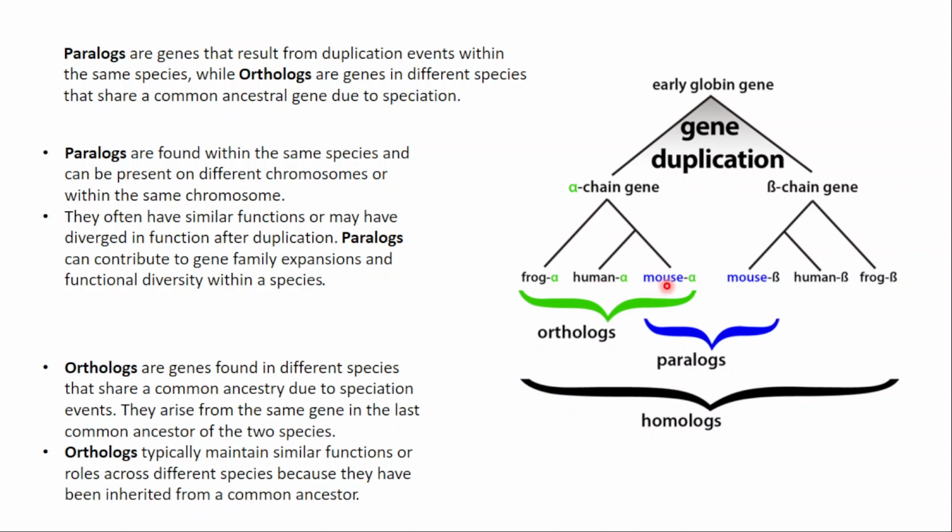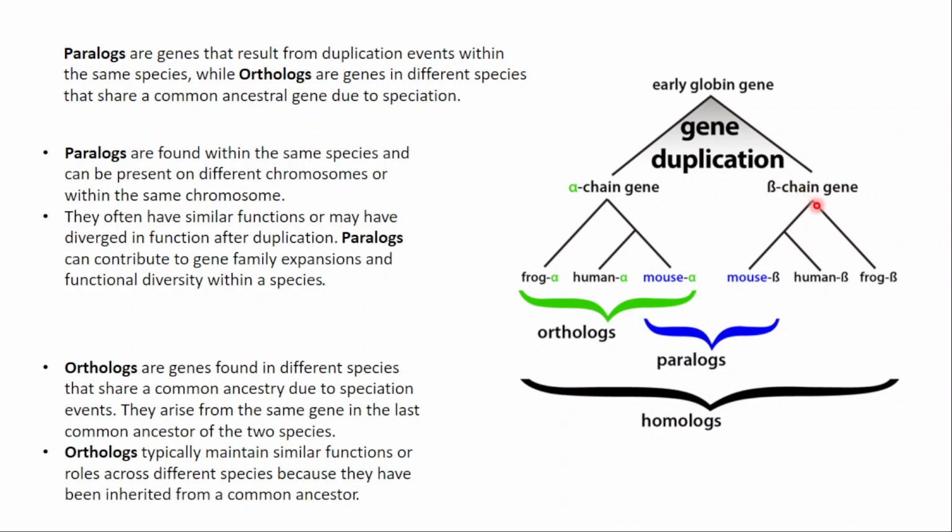Human alpha and mouse alpha share much more similarity than the frog, so they appear later in the phylogenetic tree. So if you compare the frog alpha globin gene and the mouse alpha globin gene, these are orthologs because they are from two different species and the same kind of gene that we are talking about.